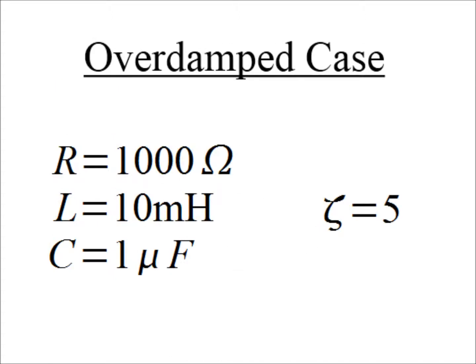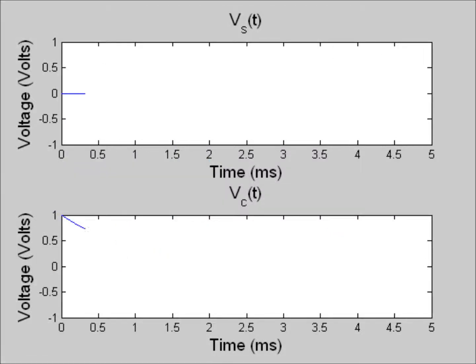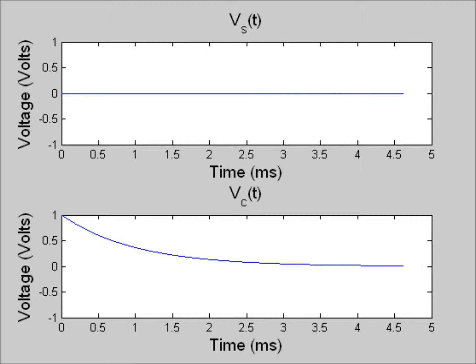And the first example that we're going to do is this overdamped case. Now you can see all the values of the components there, but the important thing is that our zeta is greater than 1. So as you can see what's happening here, the source voltage is again at 0 because we decided that. So the capacitor voltage here is slowly decreasing because the resistor is taking up so much energy out of the circuit that it doesn't let the capacitor voltage change as rapidly as it would like to.